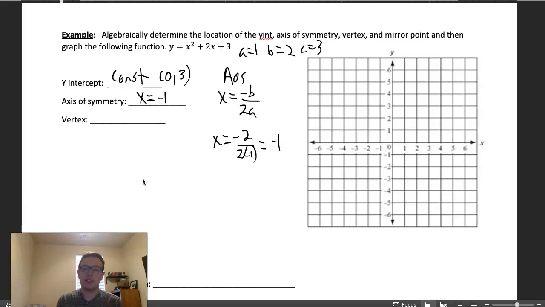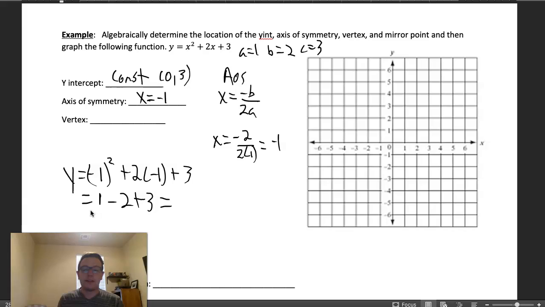And what is our vertex? Our vertex is going to be whatever happens when we substitute minus 1 into the equation. So y is going to be equal to minus 1 squared plus 2 times minus 1 plus 3. We finish solving for this, we get 1 minus 2 plus 3. That's going to give us a value of positive 2.